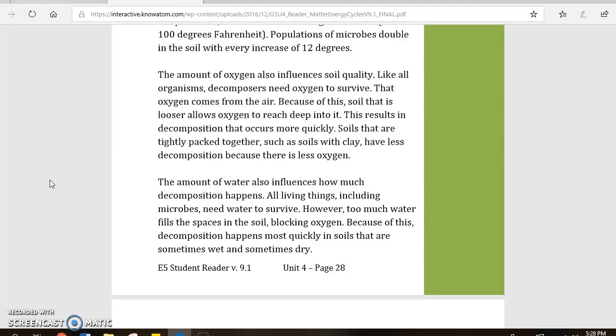The amount of water also influences how much decomposition happens. All living things, including microbes, need water to survive. However, too much water fills the spaces in the soil, blocking oxygen. Because of this, decomposition happens most quickly in soils that are sometimes wet and sometimes dry.